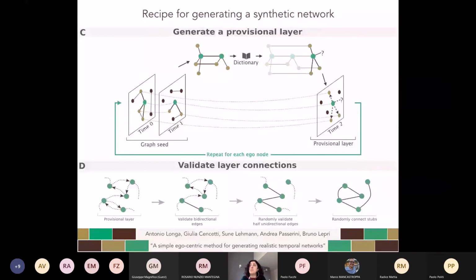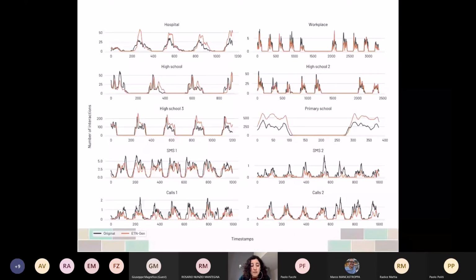So here I am reporting for some different temporal data sets, which are all social interactions, physical and remote. I am reporting the number of interactions in time that we find in the original data set, which is represented by the black curves, and in the network that we generated using our procedure, which are represented in orange. So here you can see that there is a similarity between the two.